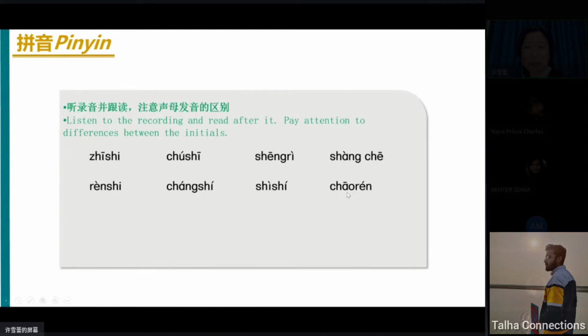Chaoren, chaoren. Chaoren is Superman, you know, just now we learned ren. Chaoren is a Superman. Ranshao, ranshao. This one, 热闹, re, nao, but it's a neutral tone, so we read it as 热闹, 热闹.